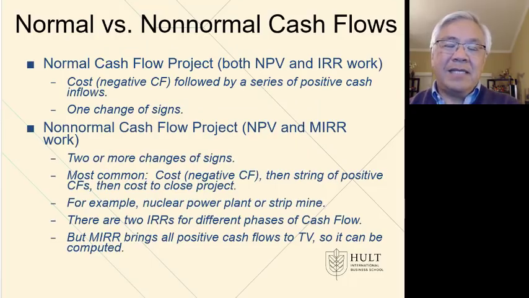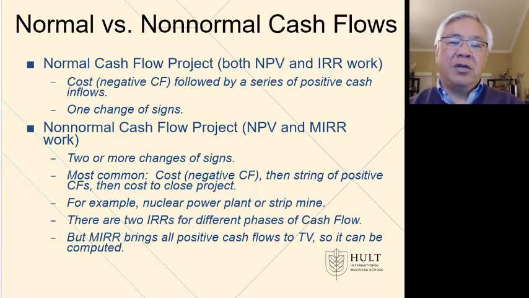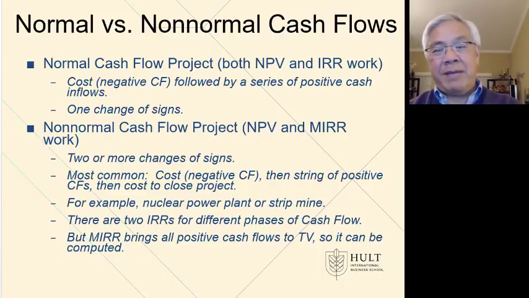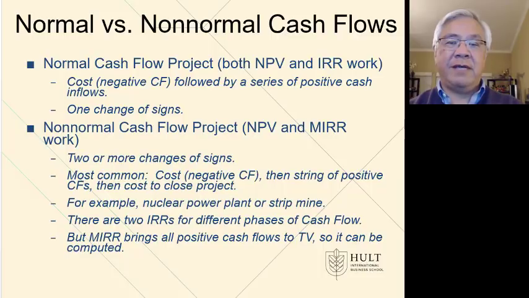All right, next is normal versus non-normal cash flows. So what we're talking about here is normal: you pay money out early and then you get money back later, right? That's a normal cash flow. And there's one change in signs, right? You lay money out, that's negative, and you get money in from that point on, positive. And all the things we've been doing on investments are essentially like that. But what if it's non-normal?